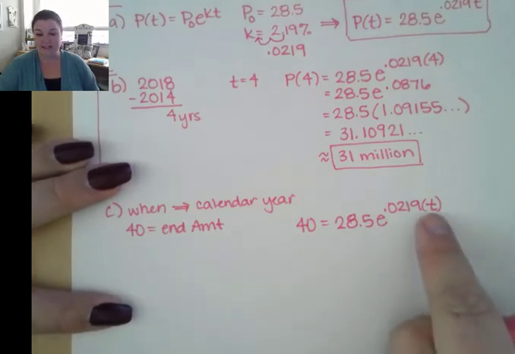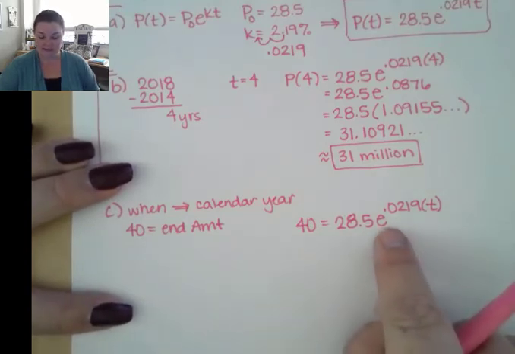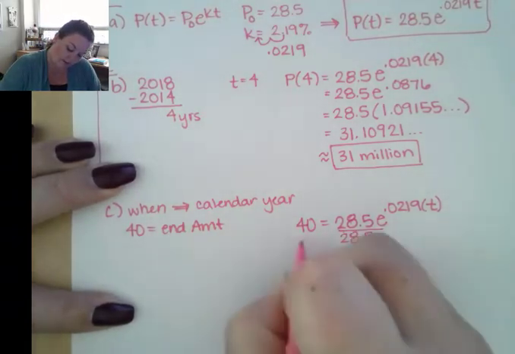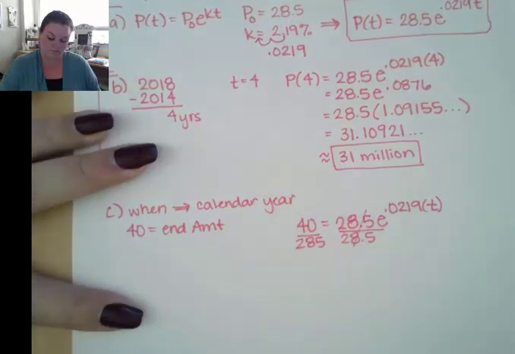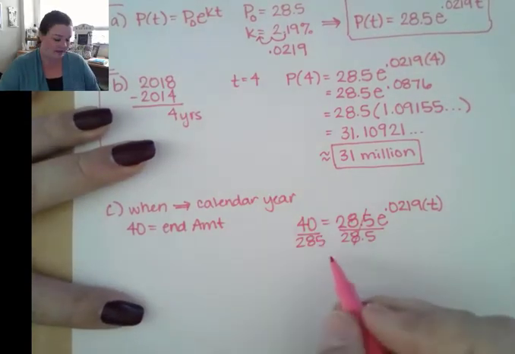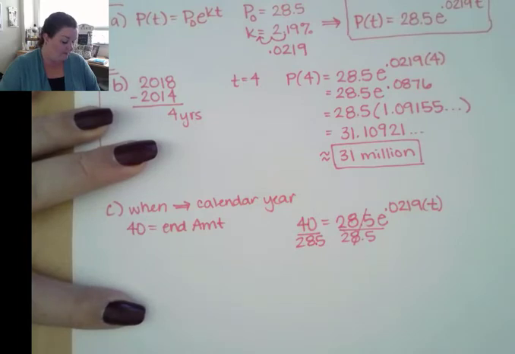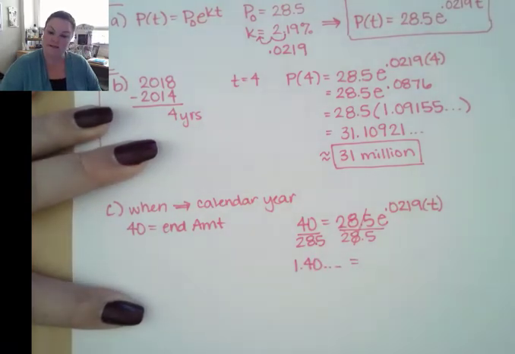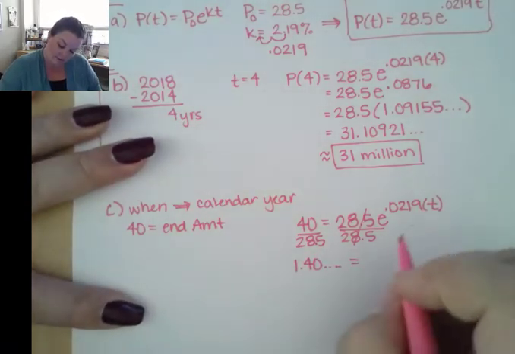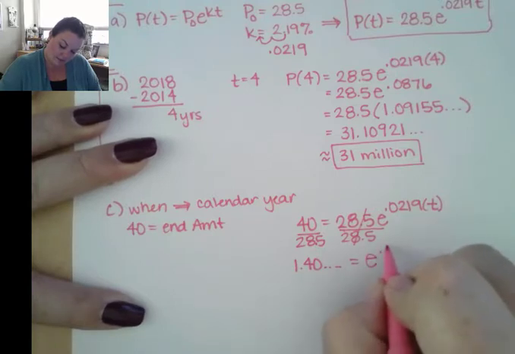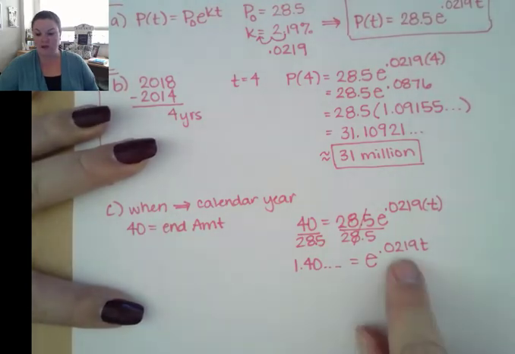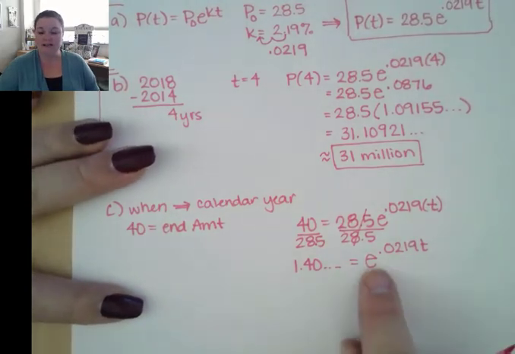Well, t is stuck in the exponent of the e, right? So I need to get the e isolated first. I'm going to go ahead and divide off my 28.5. So on the left side, 40 divided by 28.5 is going to give me 1.40 and some more decimal places, which is equal to, on the other side, e to the 0.0219t.